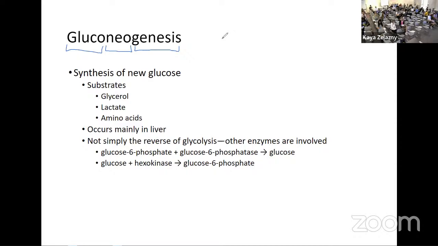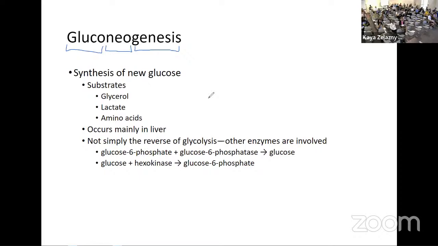Right? Our glycerol was the glycerol backbone of a triglyceride, but on its own, it's kind of an alcohol. Lactate we saw was something we get from pyruvate when we're doing our glycolysis, anaerobic respiration, that sort of fermentation process. Another way to talk about that. And our amino acids were our building blocks of proteins. So we can take other classes of molecules and make new glucose out of them.